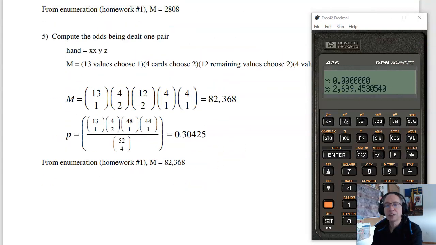Now this is the advantage of combinatorics. I don't have to go through every combination. I can just calculate how many different hands there are and calculate the odds.